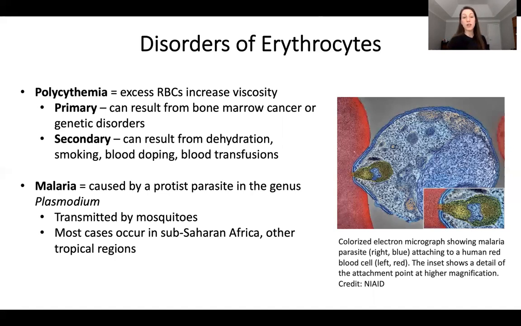But most cases now occur in sub-Saharan Africa. Something around 95% of the world's malaria burden falls in the African region. And then there are other places that have problems as well in tropical climates. So that's an interesting side note, clinical significance for a disorder that affects erythrocytes. So that's going to sum up this section of the chapter.